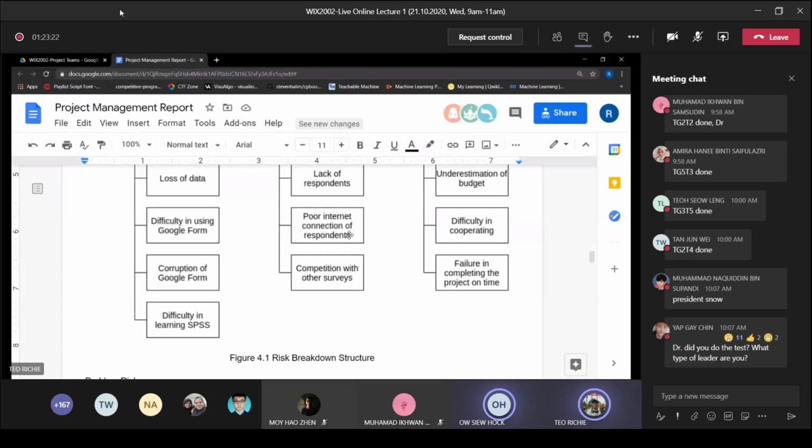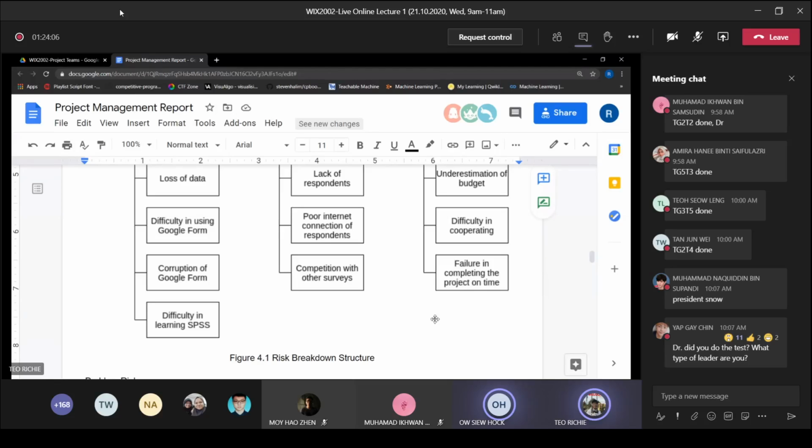Okay, I see. Corruption of Google Form. Will the Google Form get corrupted, or is the data corrupted? I believe it's the data, because in some instances we do receive weird characters and stuff. Maybe that's what my team members meant. Then it is the data corrupted, not the form. It means the respondent can see the questions and the form correctly, so they enter the data. But when the system saves the data, something is wrong with the data that is saved.